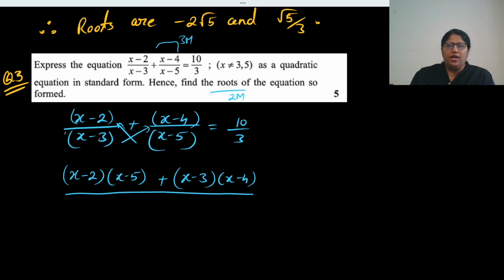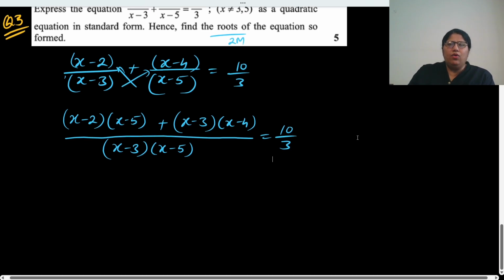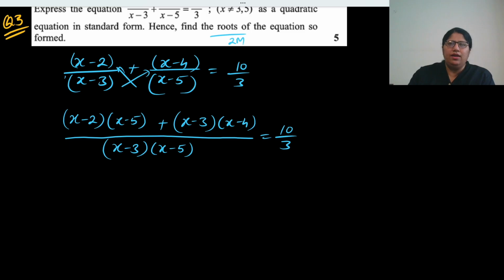Right? And the denominator is going to be the product of the denominators, which is x minus 3, x minus 5, which equals 10 by 3, right? Now continue here, you have to open the bracket. Which method are you going to follow here? Distributive property. x will get multiplied with both the terms, 3 will get multiplied with both the terms. So how will we do it here?